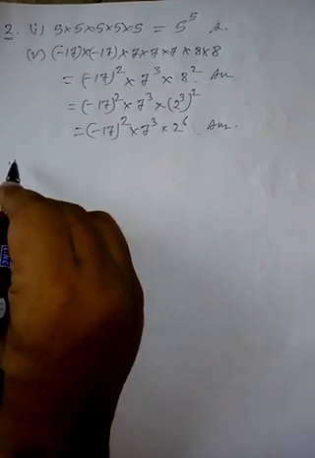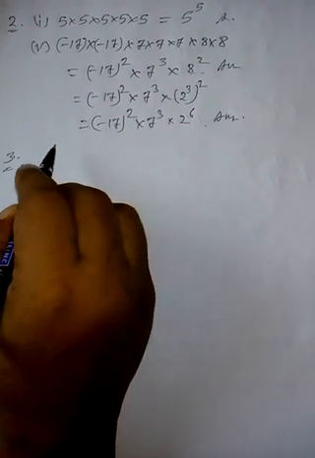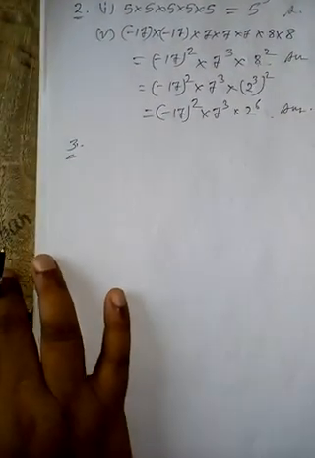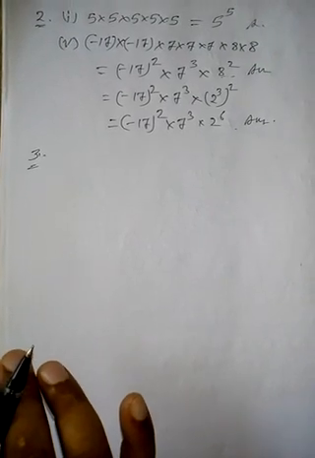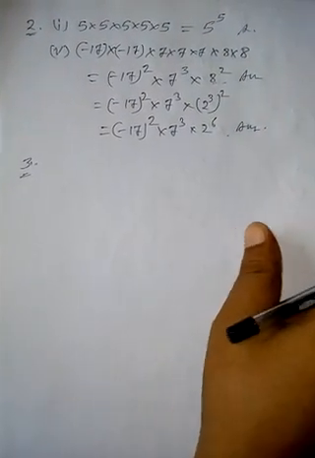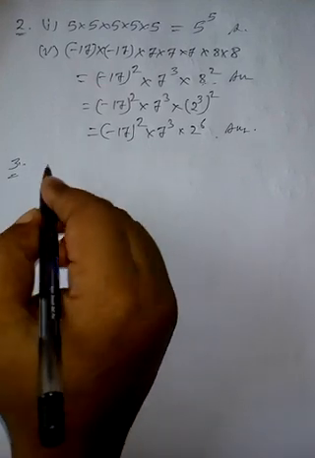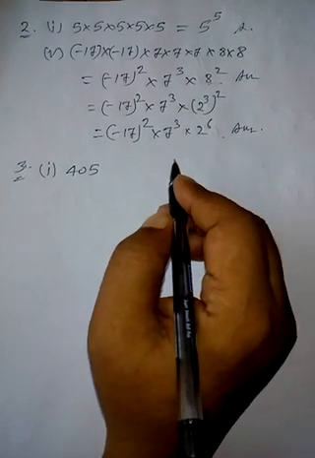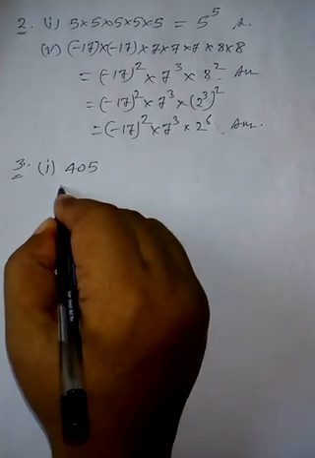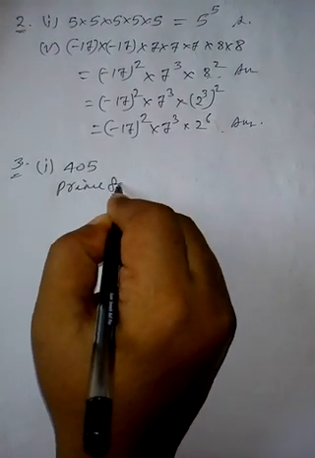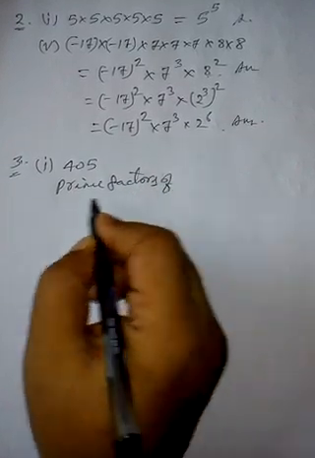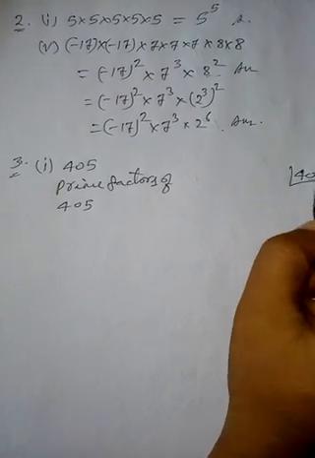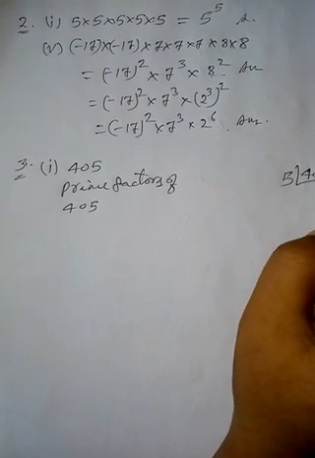Next. Express each of the following as a product of powers of the prime factors. First, 405. So first we write the prime factors of 405. For this, we find the prime factors on this side. It is divisible by 5.